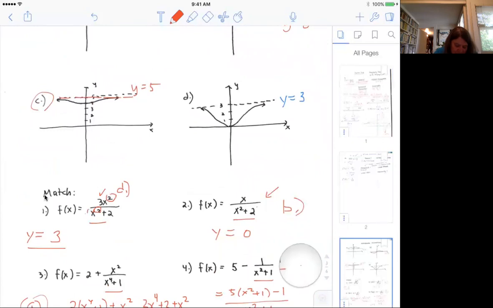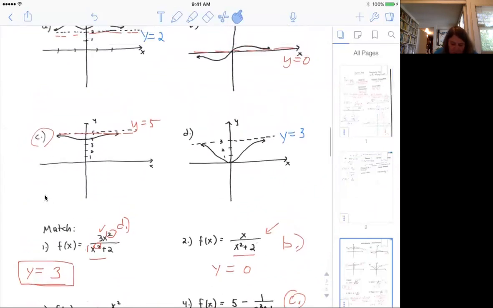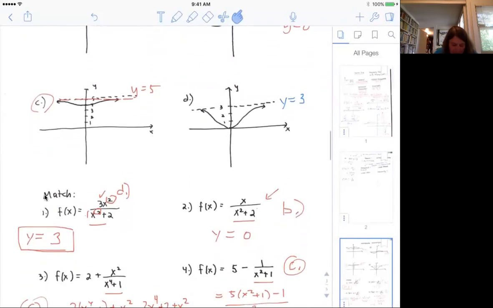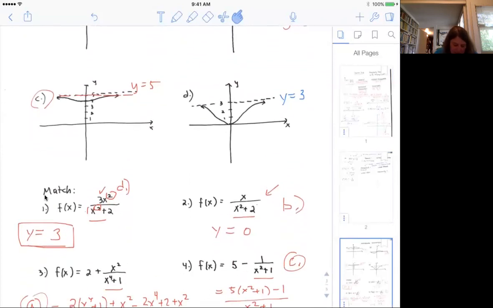The coefficients on those things are 3 and 1. So y equals 3 over 1 is the asymptote. So you can see up here, when you look at the pictures, the only one with that asymptote is D. So that's the answer to that one.